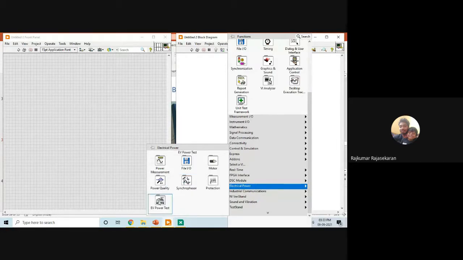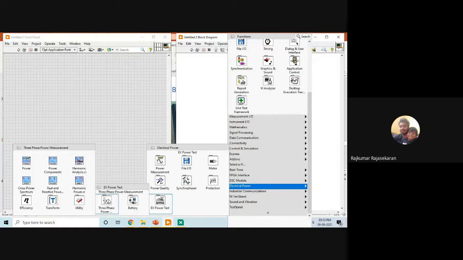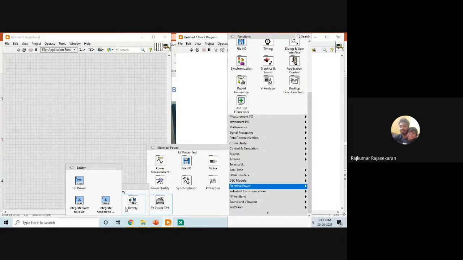And until recently they have also added support, since electrical vehicles have boomed. Test systems for all that have come up, which means we need to have provisions to enable testing of that as well. So the EV power test toolkit is added. In that, battery based components are also included, and we also have three-phase measurements for inverter testing. Right now we are focused on battery, so we'll just go ahead with battery.